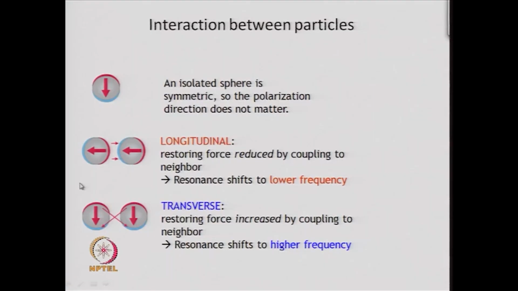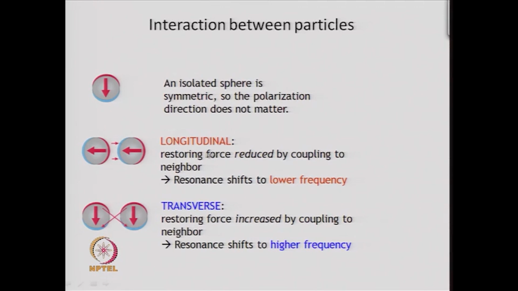So, if we try to understand the interaction between particles and the fields around these particles, for an isolated sphere or a particle, the polarization direction does not matter. It does not matter whether the vector is pointing this way or that way, but when there are two particles, it will matter in which way these dipoles are present. If they are present in the same direction, then the interaction will be in one way, and in this case it will be in a different way.